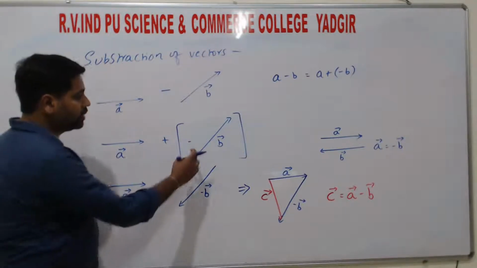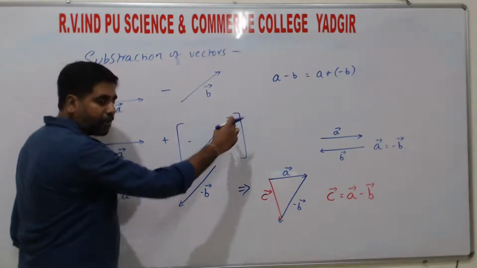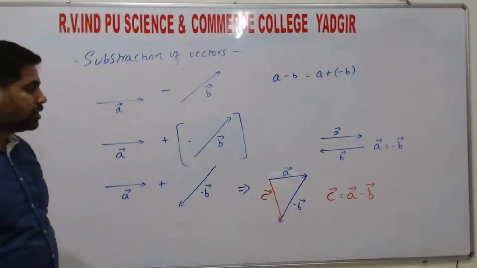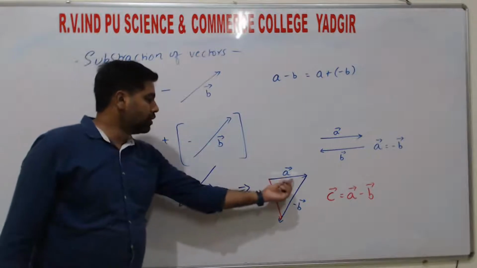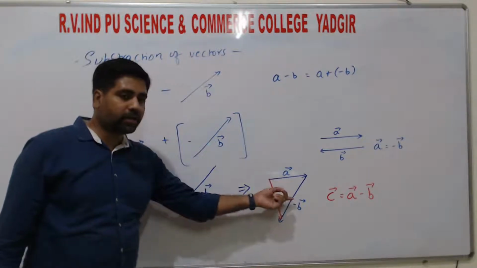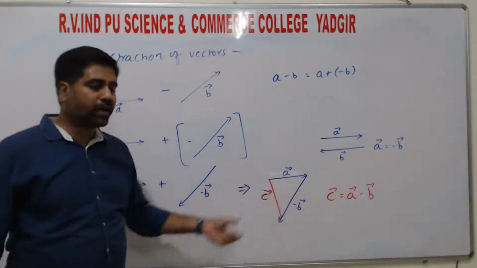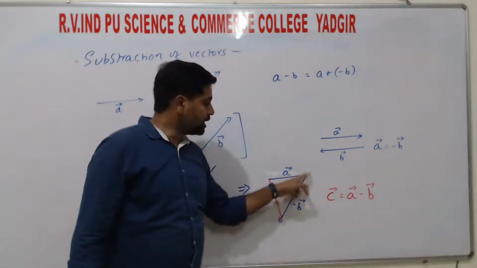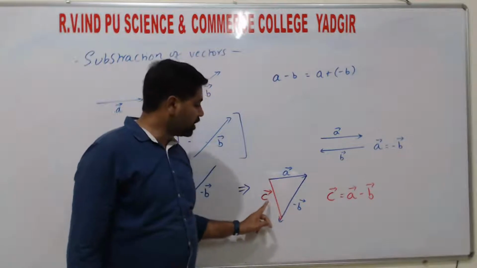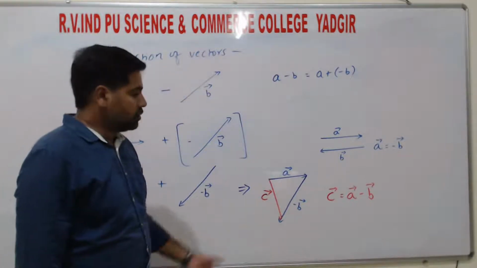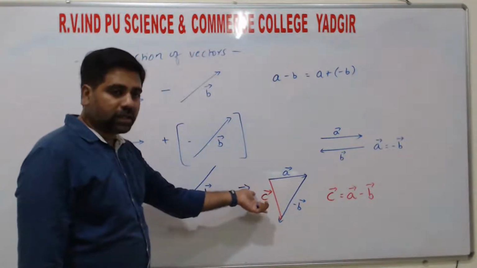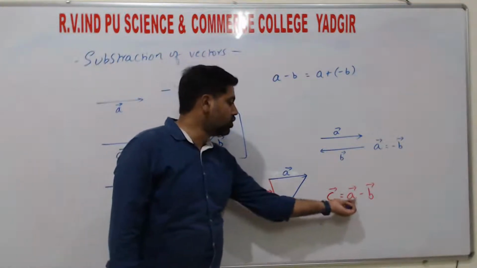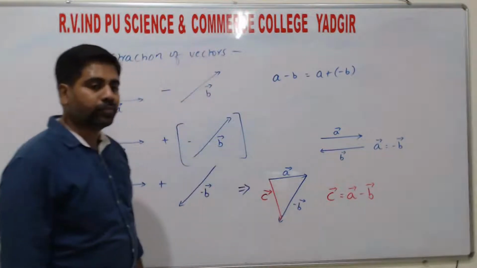If you observe here, the direction is towards the up, and here we get the direction towards downwards. So now we can subtract these two vectors by the method of triangle of addition. Here vector A and vector B are the two sides of the triangle, then the resultant will give the opposite side, that is the third side. That one is the vector C. So vector C is equal to A minus B.